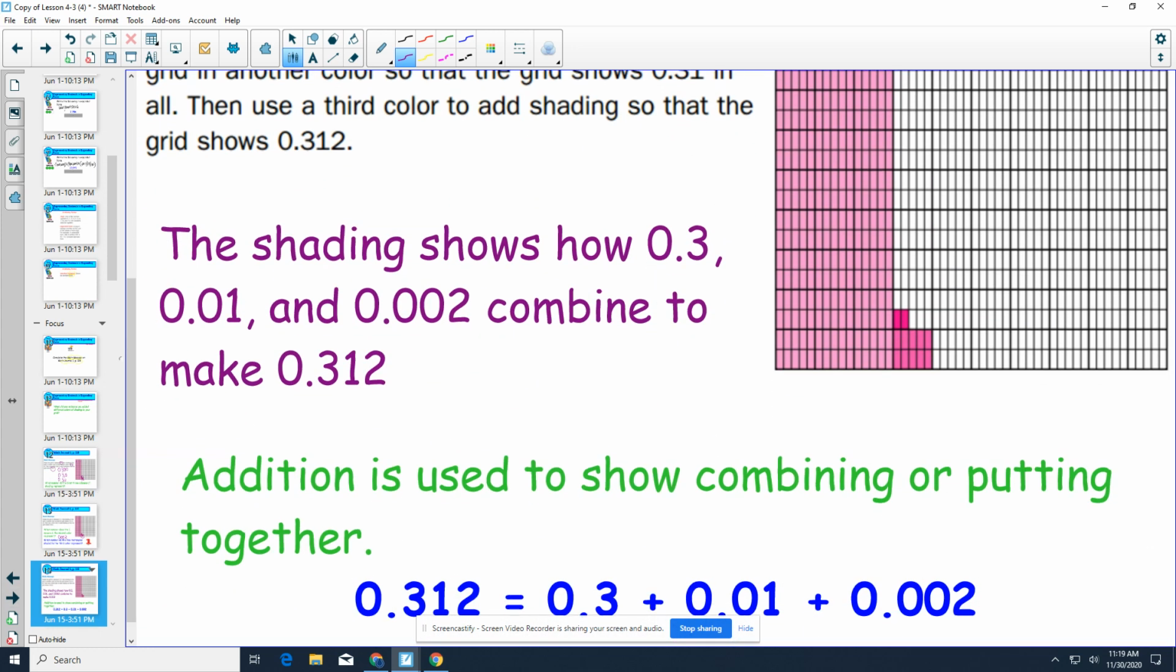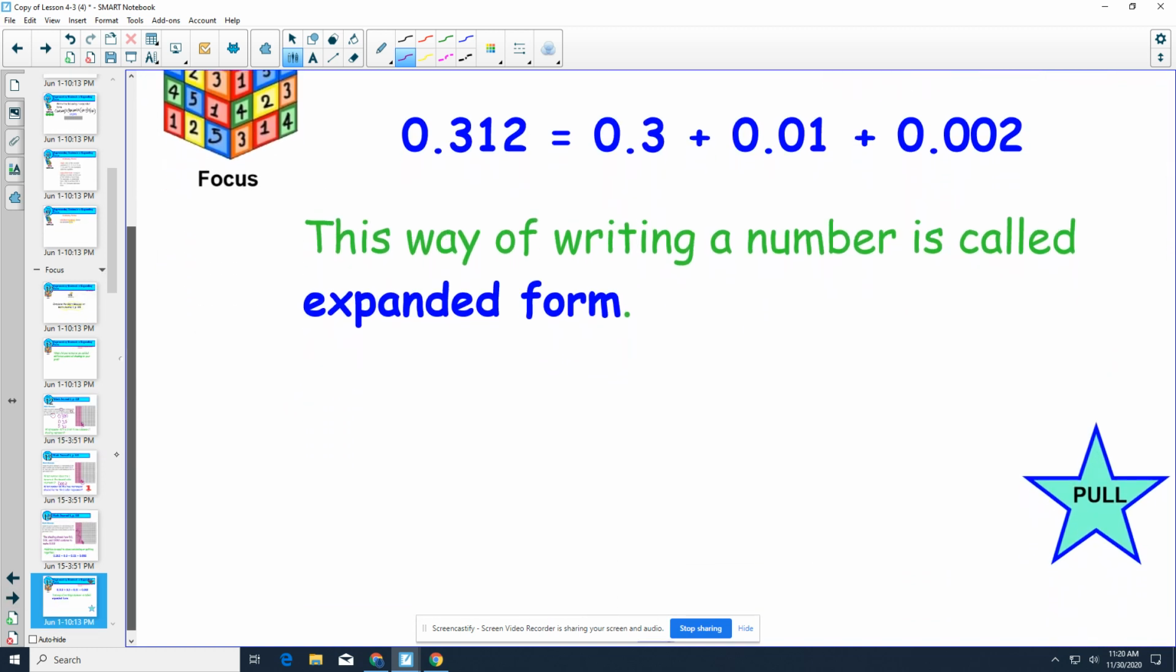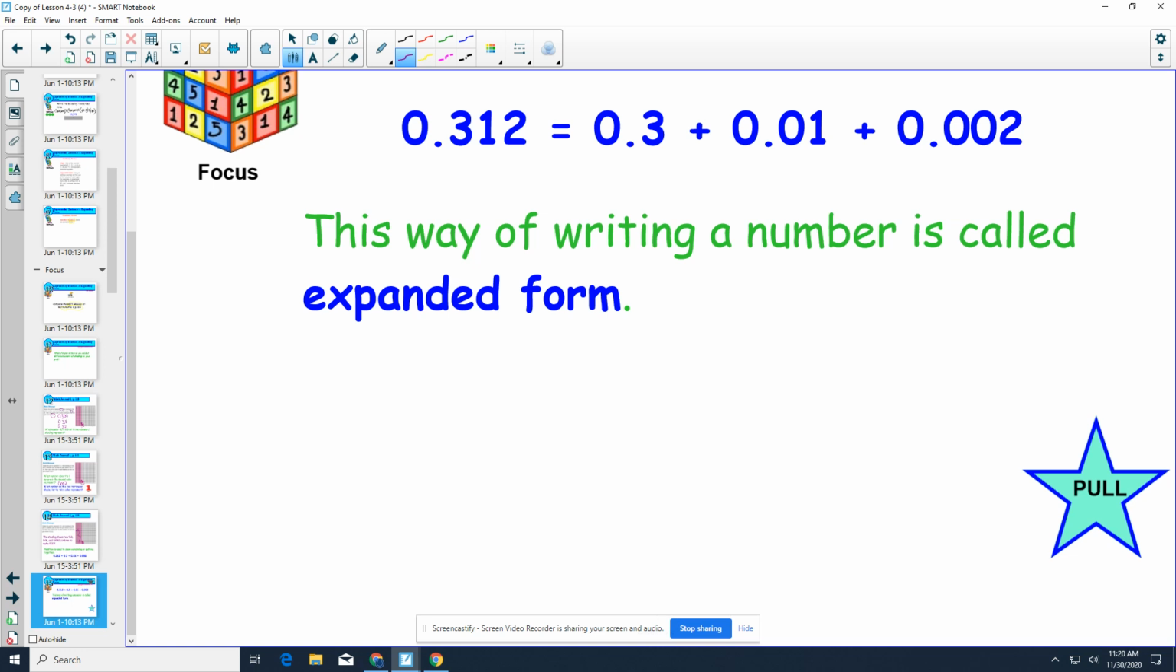And so the shading shows 3/10, 1/100th, and 2 thousandths. And when you combine those, you can make 3/12. Okay, so we did 3/10, and then we did 1/100th is how you could look at that, and then you did 2/10. Okay, and so there's this way of writing the number called expanded form. So you can see there, just like we would do with whole numbers, but we wrote it with place values.